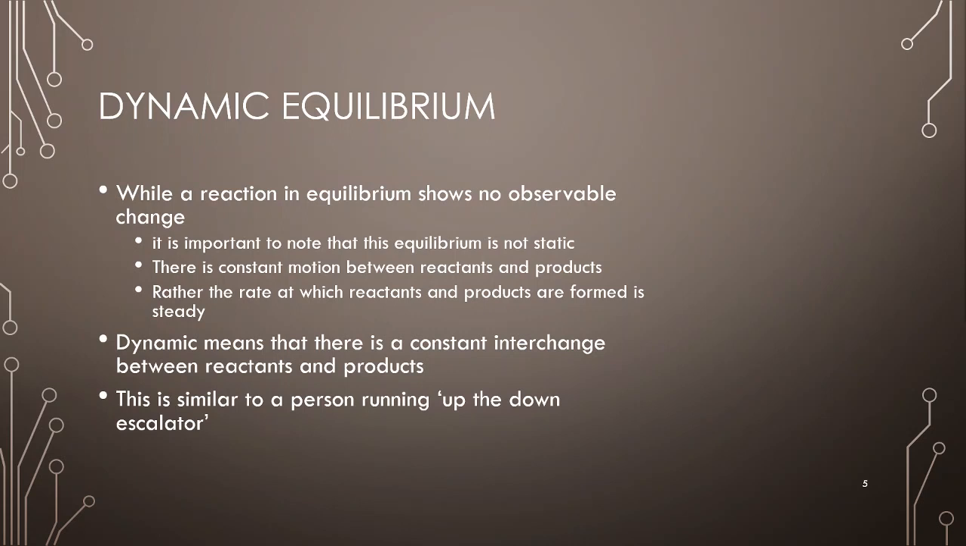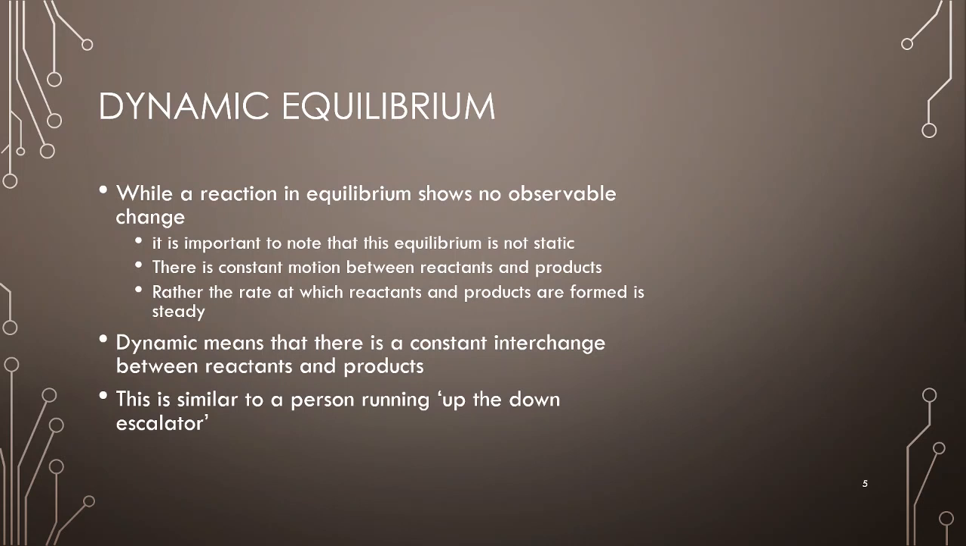Dynamic equilibrium, a bit more explanation on that. While a reaction in equilibrium shows no observable change, what you need to know is that there's something still ongoing. It's not static. There is constant motion between reactants and products. Rather, the rate at which reactants and products are formed is steady. So the rate of the forward and backward reaction is steady. That's what it's saying.